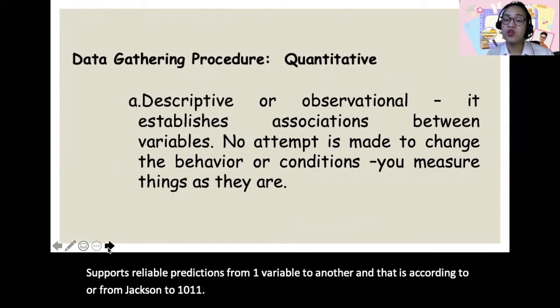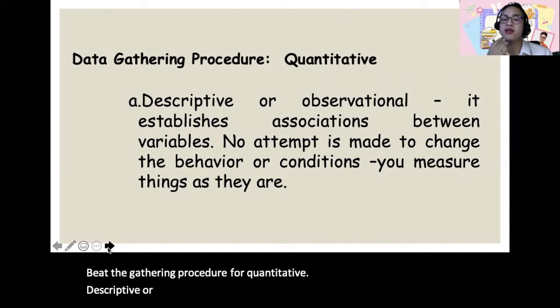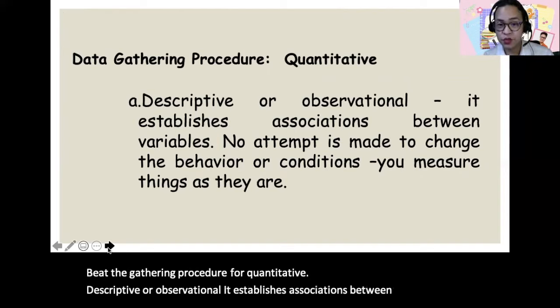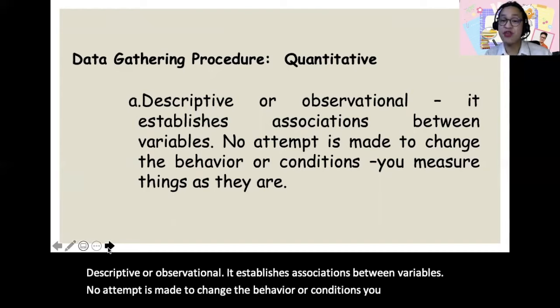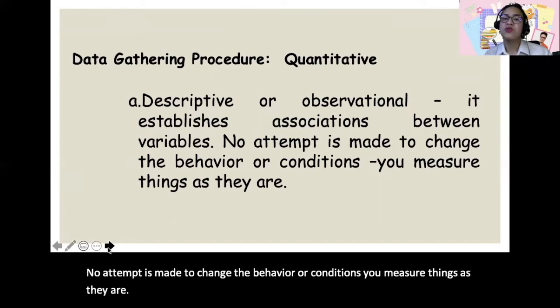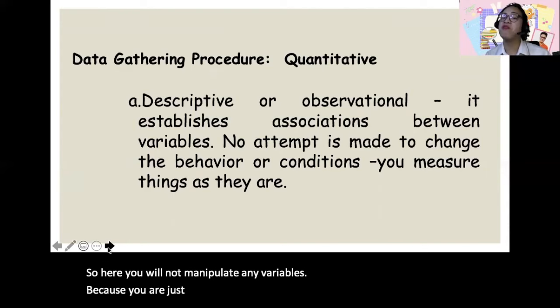Data gathering procedure for quantitative. Descriptive or observational, it establishes associations between variables. No attempt is made to change the behavior or conditions. You measure things as they are. So here, you will not manipulate any variables, because you are just doing here descriptive or observational research.